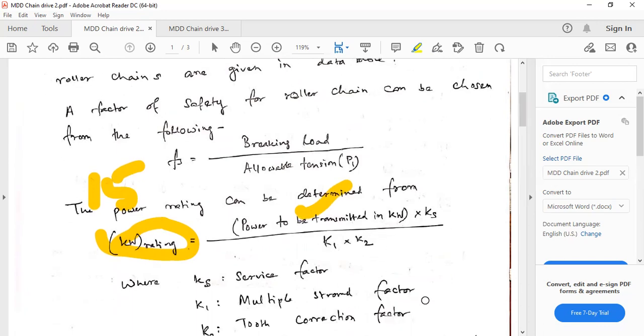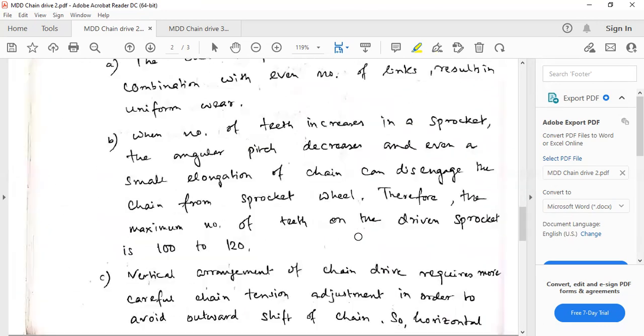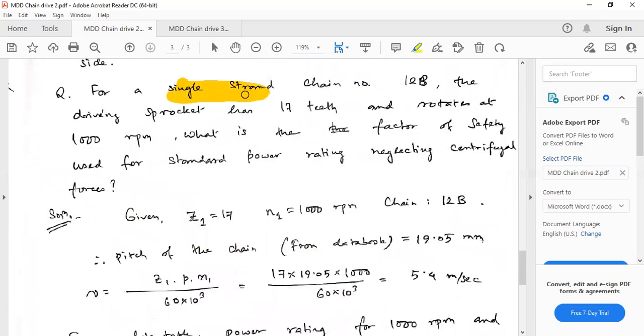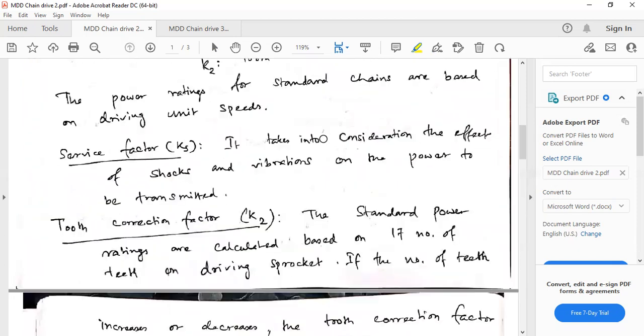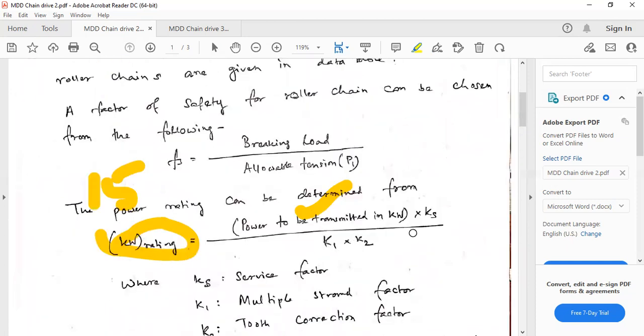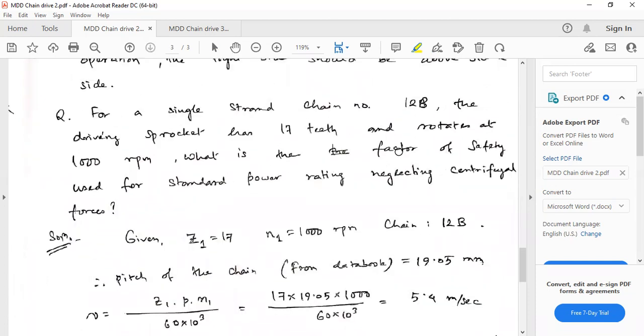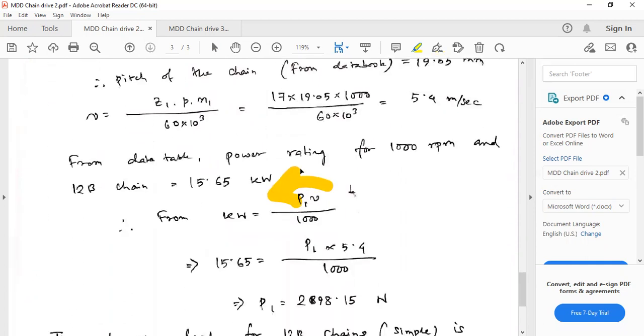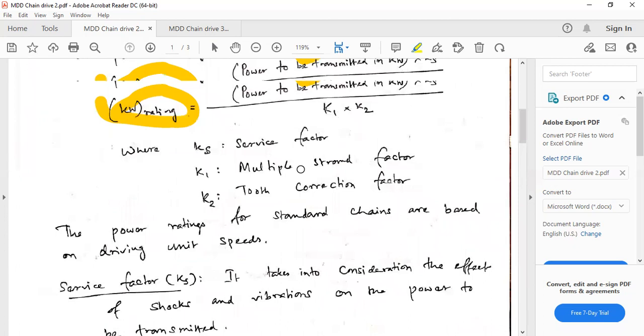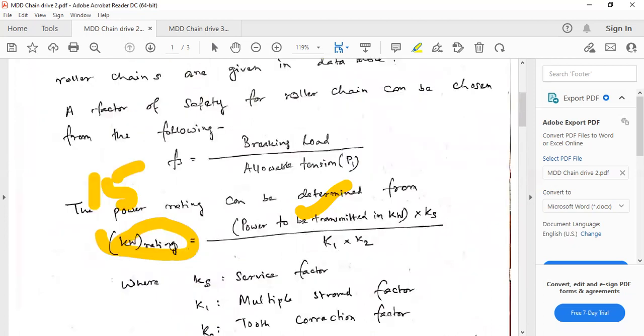K1 is the multiple strand factor. That will be 1 because it's a single strand, or simplex strand. Only one strand is there. Next, it has 17 teeth, so the K2 value is also 1. And for Ks, there is no information about the service, what it is driving and driven. So we can assume Ks as 1 because the information is not sufficient here. So power to be transmitted is equal to power rating.